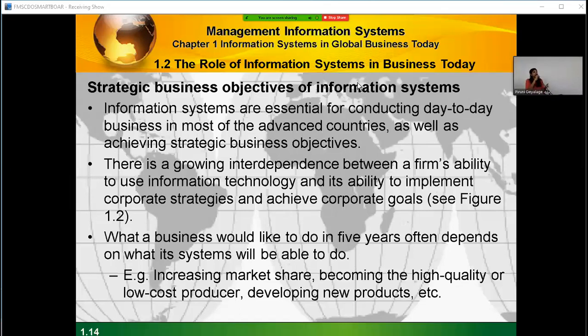So even in Sri Lanka, even in any country nowadays, we can observe that organizations heavily depend on the information systems, right? So in order to conduct their activities, even the universities depend on information systems. We are conducting these lectures online because of information systems.